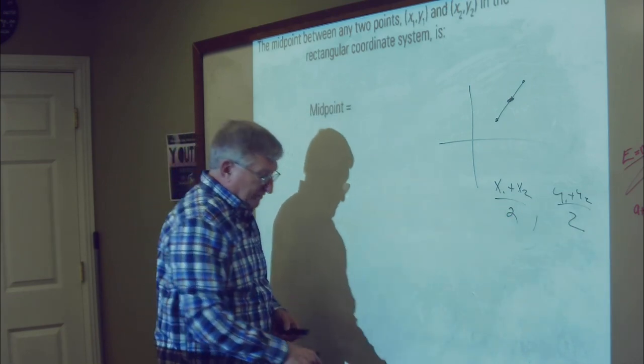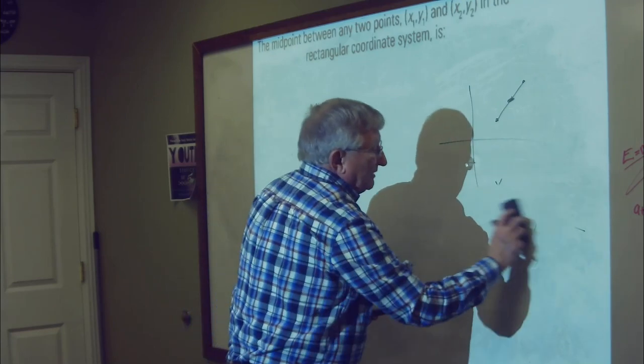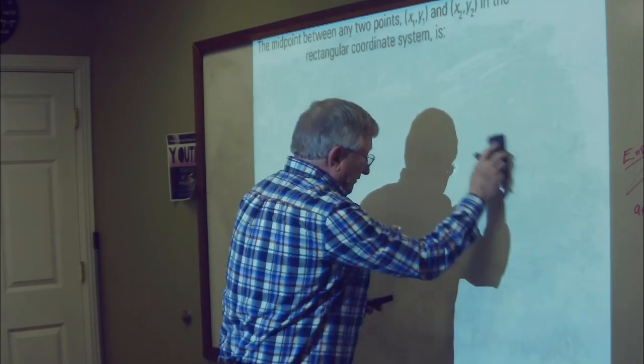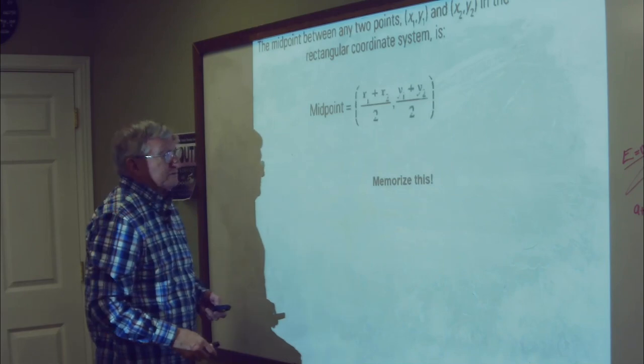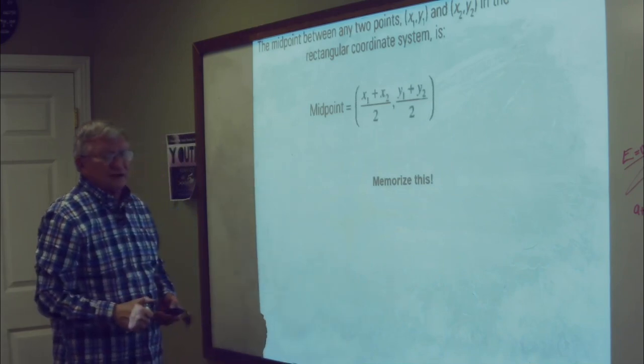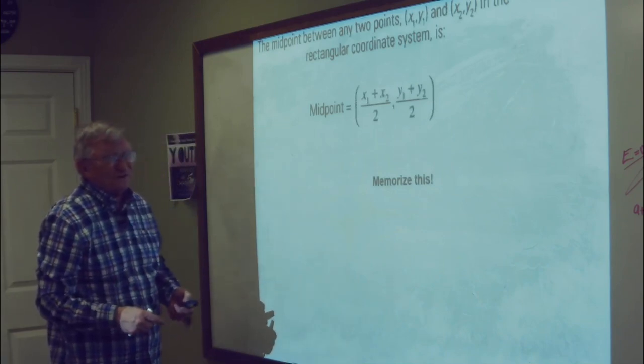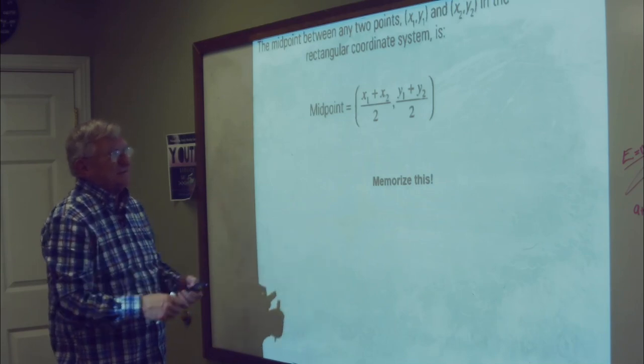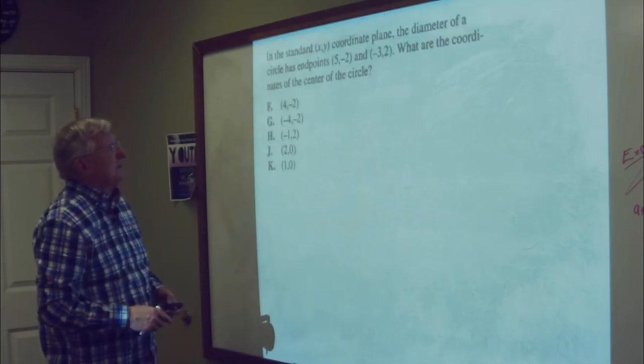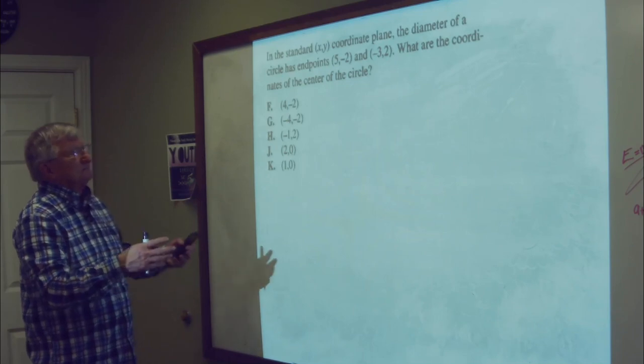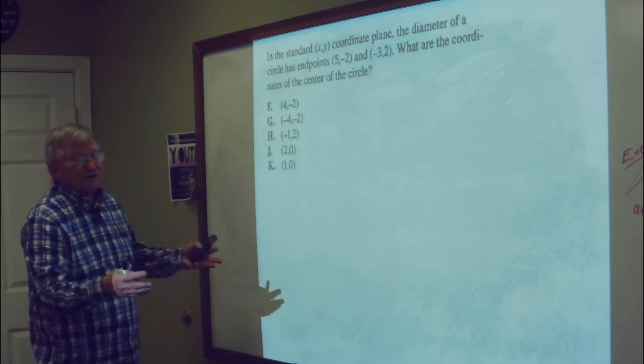It would be nice to remember that little equation if you could. It will make some problems easier. However, there are workarounds. I would encourage you to memorize that. It's not that hard of an equation. It makes sense. Add the x's, divide by 2, add the y's, divide by 2. It's a midpoint. So here's one. Read it, pause, try it yourself.